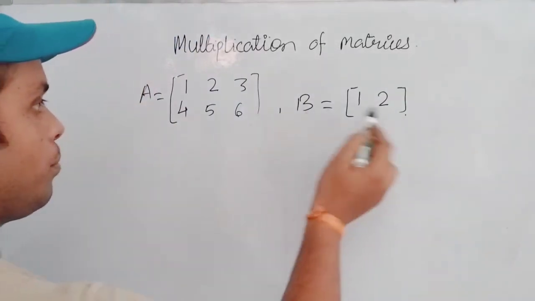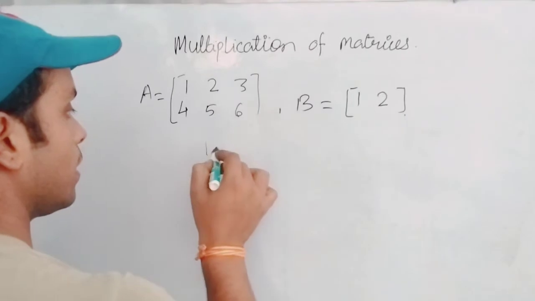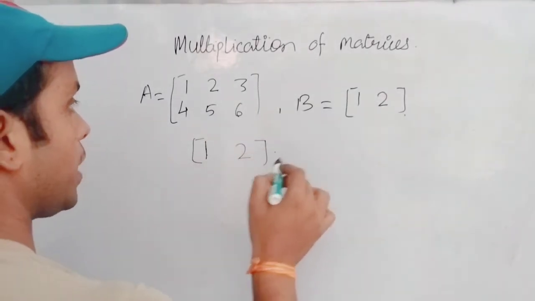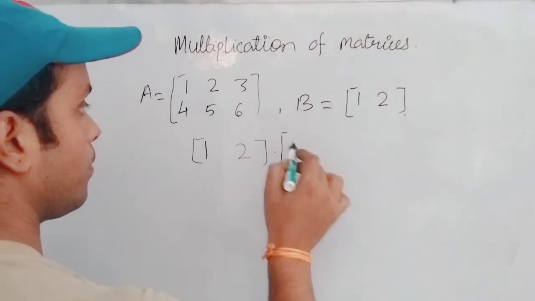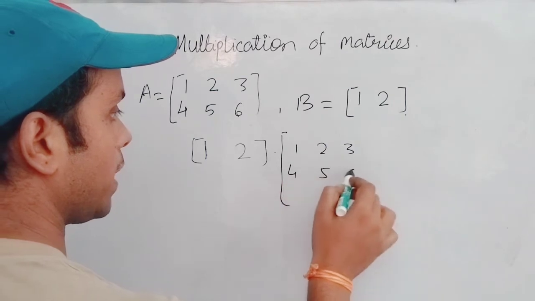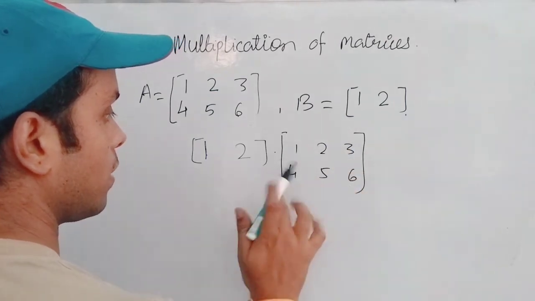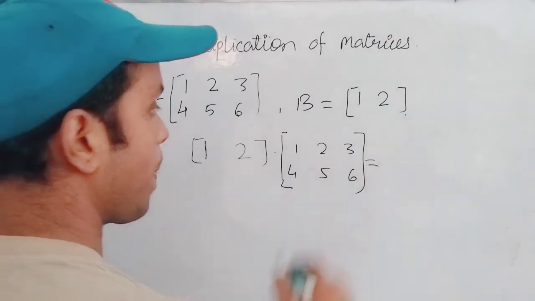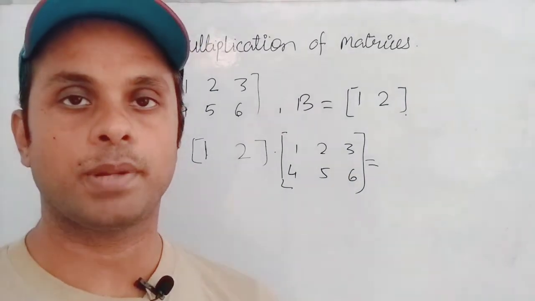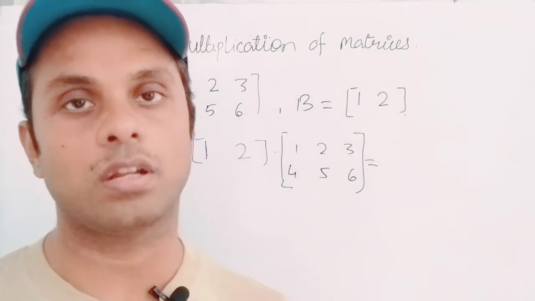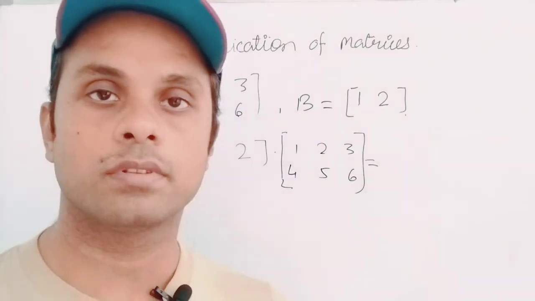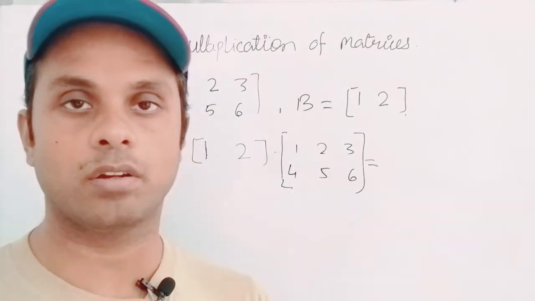Let's multiply B into A. You write it like this: 1, 2, this is the first matrix, multiplication, second matrix 1, 2, 3, 4, 5, 6. Now look how to multiply them. We always multiply rows with columns. We multiply the first row with all the columns, putting space between the columns.